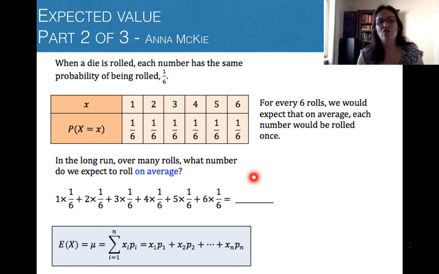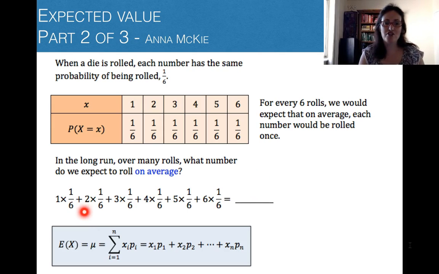So in the long run, over many rolls, what number do we expect to roll on average? Now it's a tricky thing to try and think about. Usually in terms of averages, we would add them all up and divide by how many numbers there are for an average. But for probability, we technically have to multiply them by the probabilities of each outcome happening. And so that's how we get our expected value.